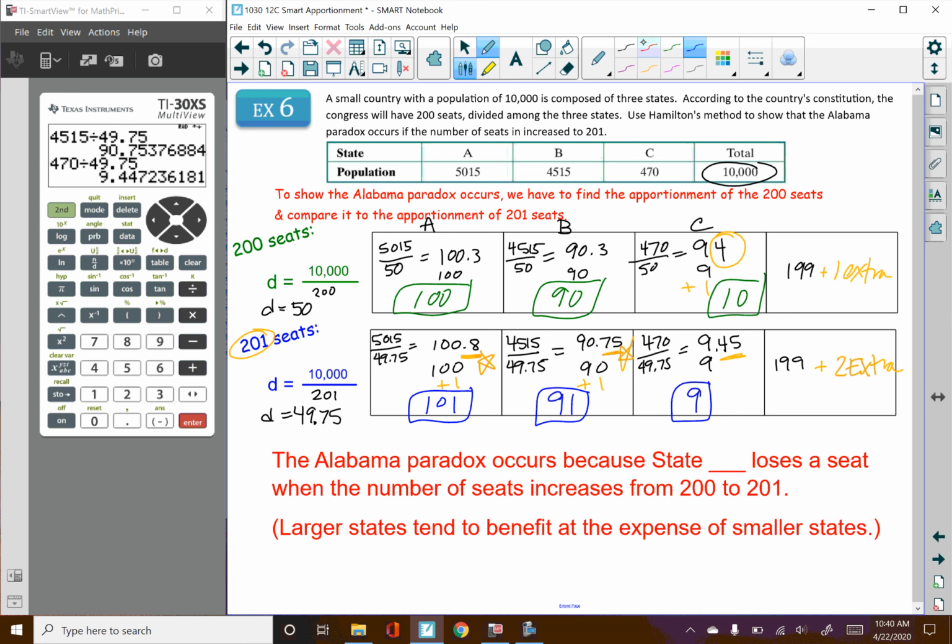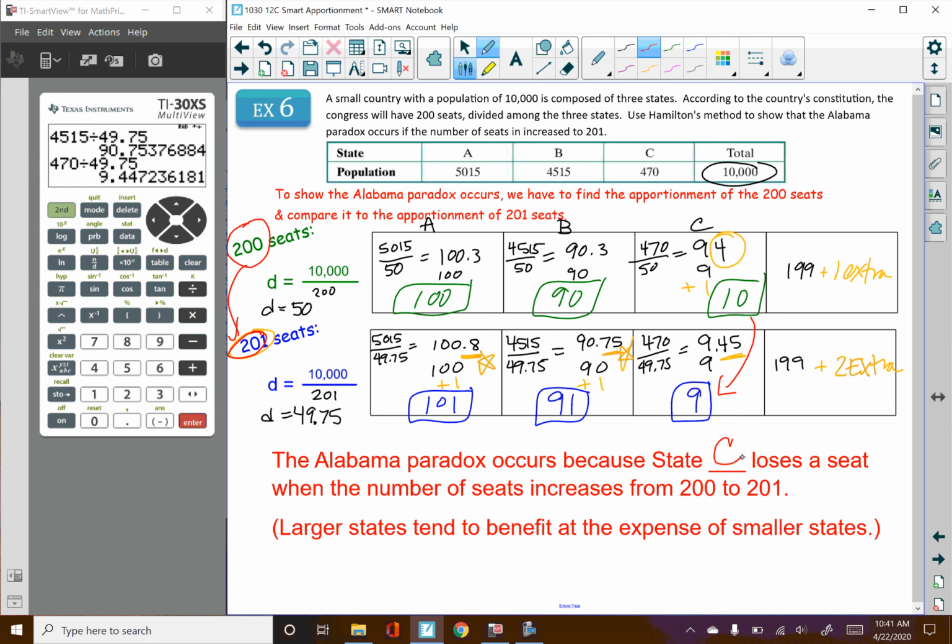You can see that even though we increased from 200 to 201 seats, state C ended up losing a representative. This is called the Alabama paradox. It occurred here because state C loses a seat. In the Hamilton's method that we've been using, larger states or larger groups tend to benefit at the expense of a smaller state or a smaller group.